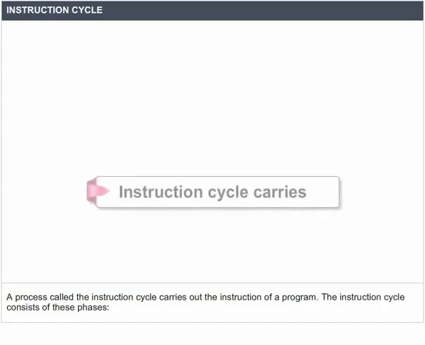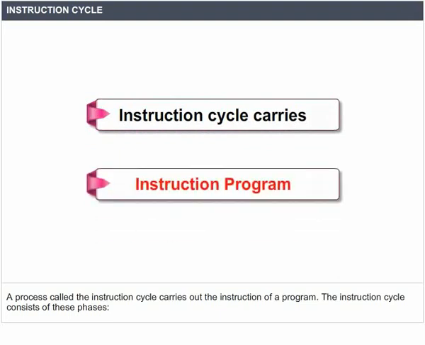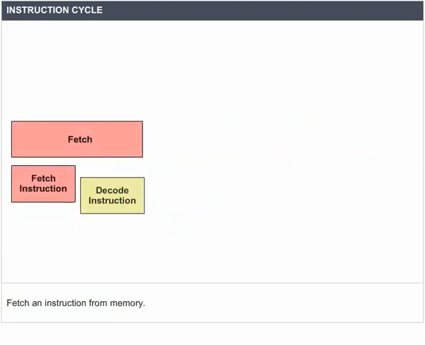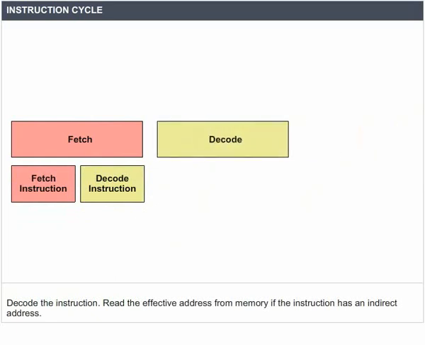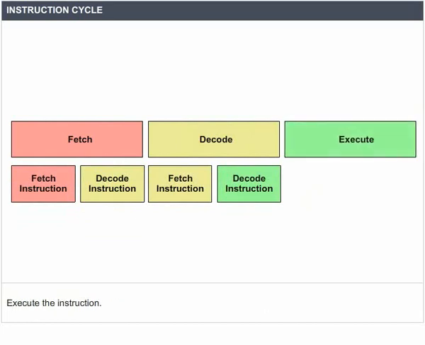Instruction cycle. A process called the instruction cycle carries out the instructions of a program. The instruction cycle consists of three phases. Fetch an instruction from memory. Decode the instruction, and read the effective address from memory if the instruction has an indirect address. Execute the instruction.